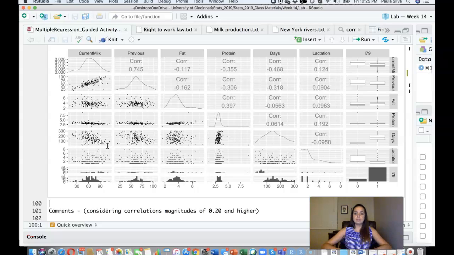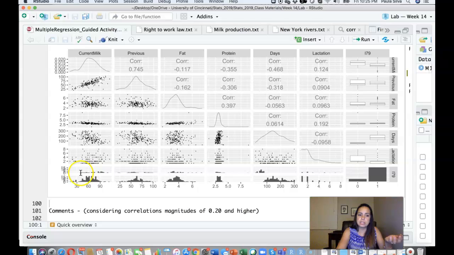When the calf is weaning and stopping breastfeeding, the amount of milk production reduces. Yes? So this looks interesting. Now, if I want to know the relationship between current milk and this categorical variable here, what R does, because it's categorical, it doesn't make sense to create scatter plots.